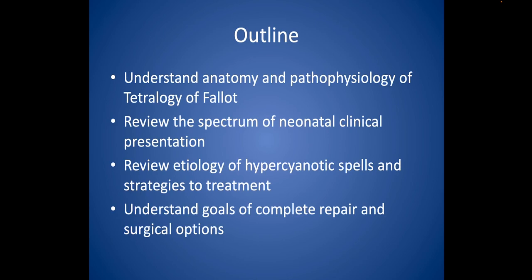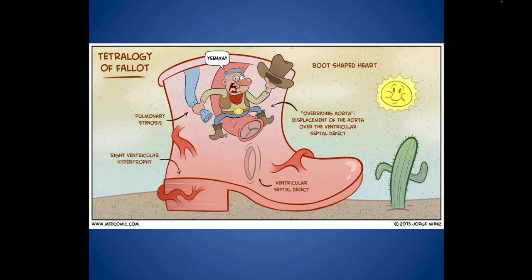So today we'll be going over some of the anatomy and pathophysiology of Tetralogy of Fallot. We'll be reviewing the spectrum of neonatal clinical presentation, as well as the etiology of hypercyanotic or TET spells and the strategies that we would use in the ICU to treat them. And then lastly, review the goals of complete repair, as well as what surgical options there are, and go over the surgical technique as well.